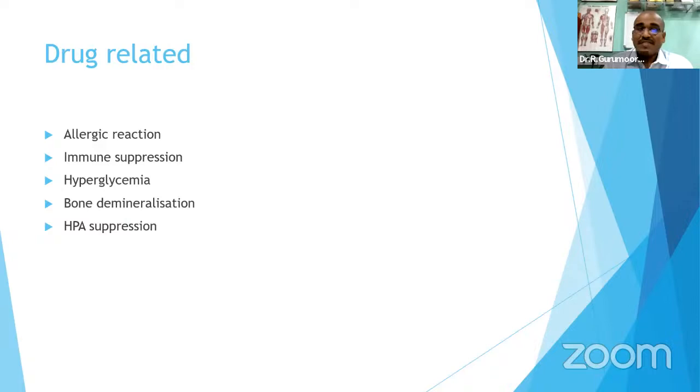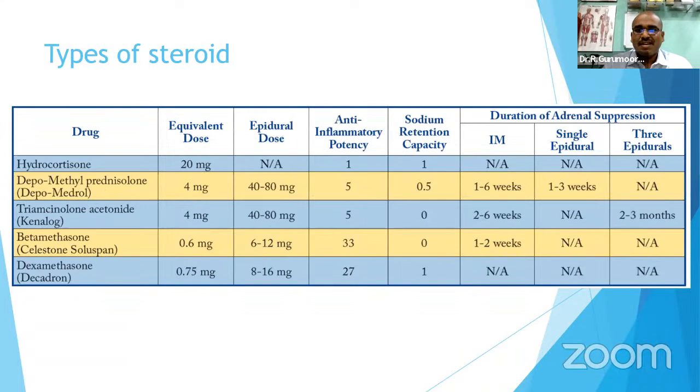We always talk about this HPA suppression, how much dose we can give without HPA suppression. Everybody knows it's 5 milligram methylprednisolone, and more can cause HPA suppression. If you look at this slide, you can understand this one. If you are giving methylprednisolone, the average suppression with a single injection will be 1 to 3 weeks. Sometimes it can extend for months.